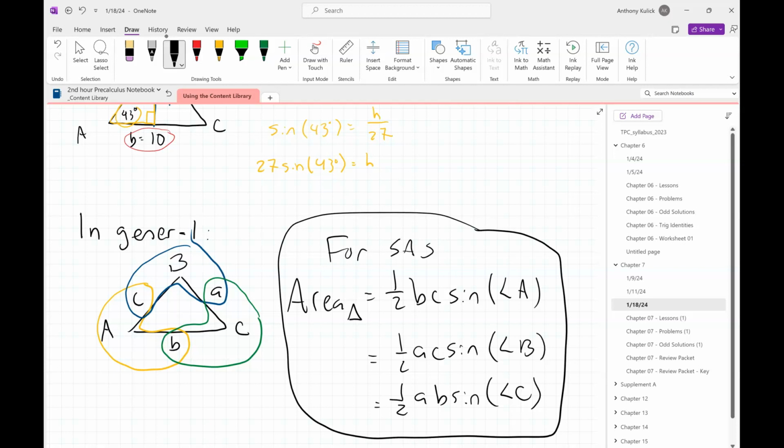Now, what would you do if you had an angle side angle, or an angle angle side, or a side side angle situation, and you wanted to use this formula? You'd have to use the law of sines until you got a side angle side situation where you could apply the formula, right? You'd have some solving to do in front of that.